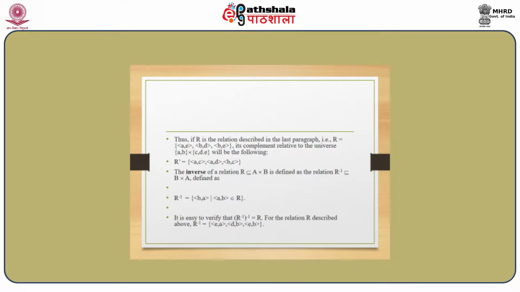The inverse of a relation R between A and B is defined as the relation R to the power minus 1, a subset of the Cartesian product of B and A, defined as R inverse equals the set of all ordered pairs BA such that AB is in R. It is easy to verify that the inverse of R inverse is R. For the relation R described above, the inverse of R is EA, DB, EB.